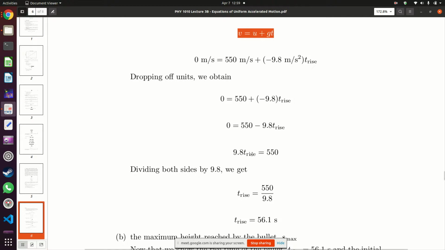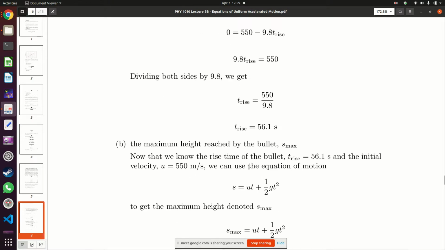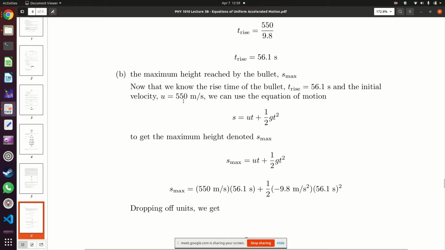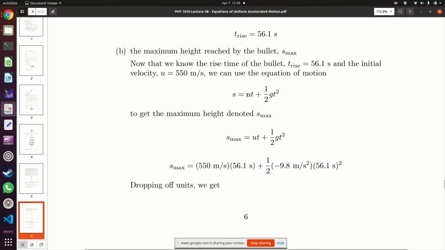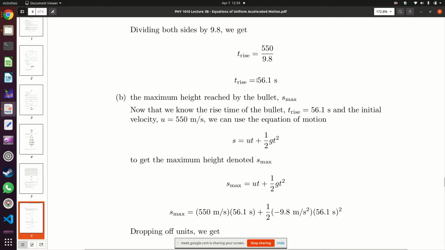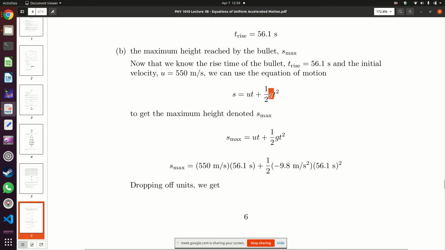Okay. Next, we want to find the maximum height reached by the bullet. We know that the initial velocity of the bullet is 550. We can use this expression: S is equal to ut plus half at squared. So in this case, our initial velocity is 550. Then the time it takes the bullet to reach maximum height is this one, 56.1 seconds. Then plus half, then G, the acceleration due to gravity, it's moving away from the surface of the earth. Then of course there's the T squared there.